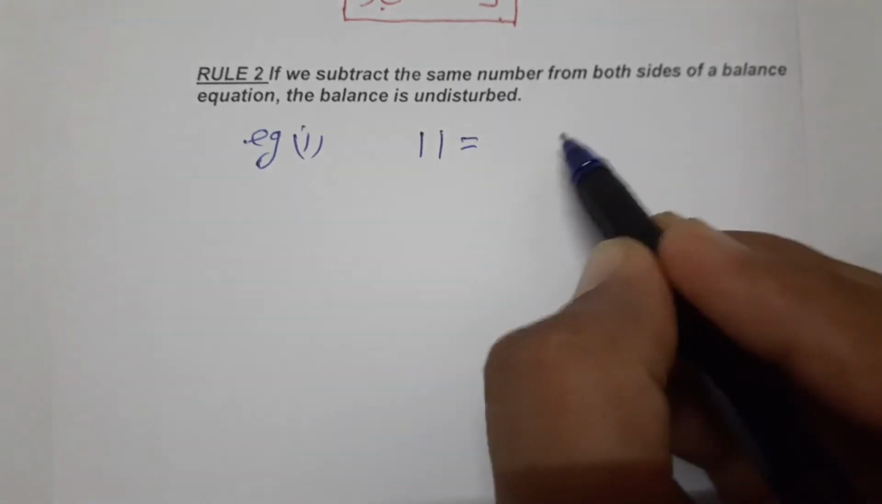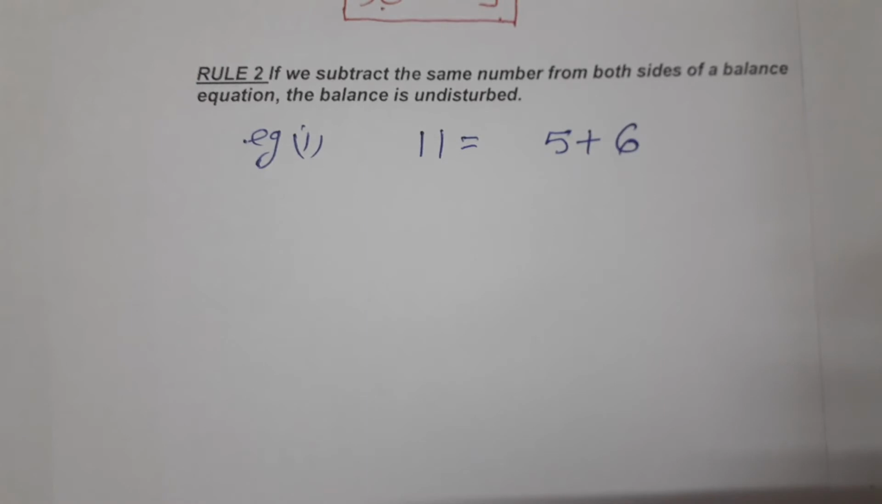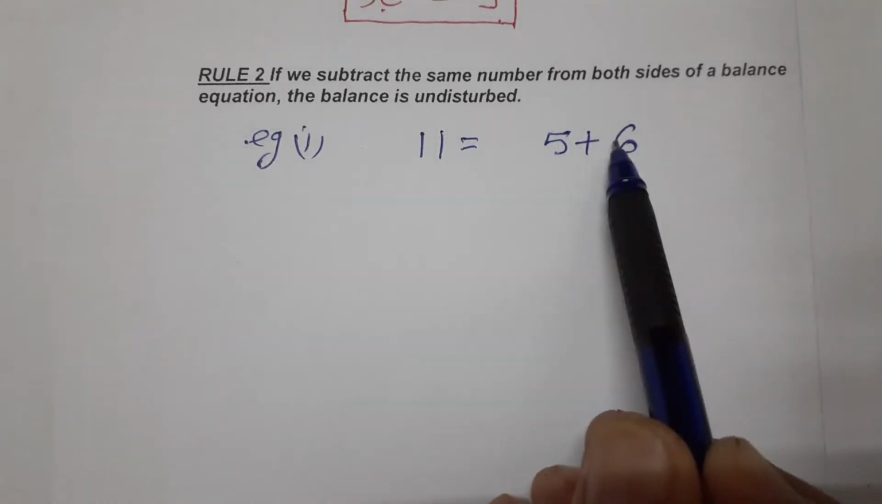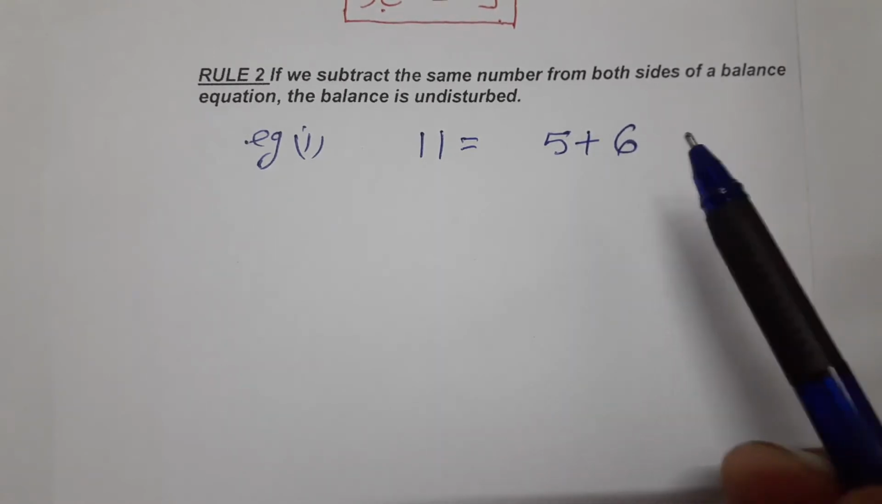11 equals 5 plus 6. This is a balanced equation. Both sides balance: 11, and 5 plus 6 is also 11. So this is a numerical equation.